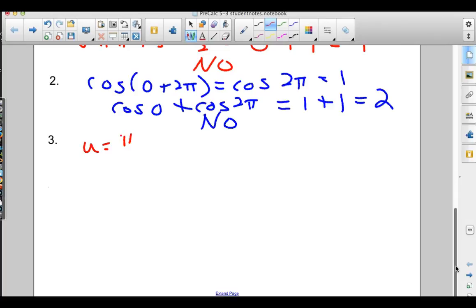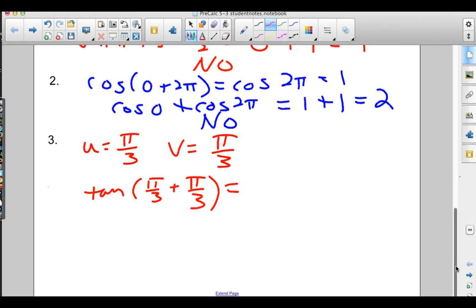If I made u pi over 3 and v pi over 3, adding those two together would give me 2 pi over 3. And those would be things that I could still find with exact answers. And then I could go through and show whether or not this works. So if we find the tangent of pi over 3 plus pi over 3, that will give us the tangent of 2 pi over 3.